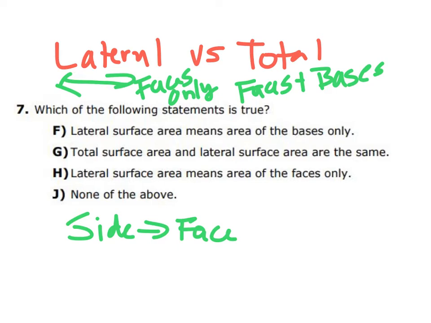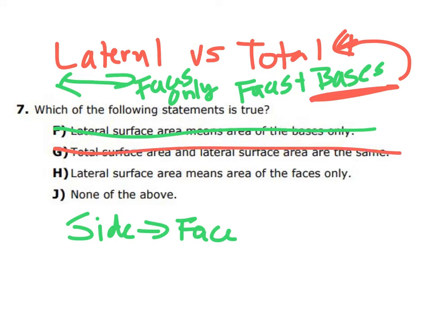Lateral surface area means area of the bases only. Well, no, we just talked about that. Lateral means sides. And remember, sides, we say, are the faces of a shape. Total surface area and lateral surface area are the same. Well, no, because remember, bases are included with total, not with lateral. So we can say that that's not correct. Lateral surface area means the area of the faces only. Well, that's what we just talked about. Faces only, H is correct, which means that J cannot be correct.